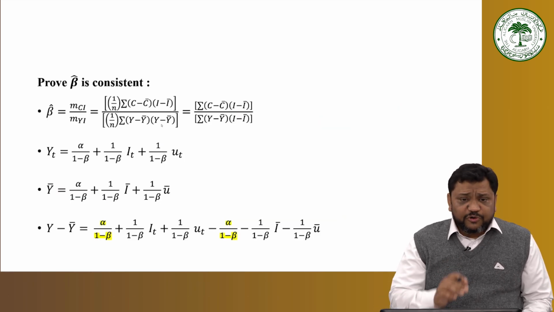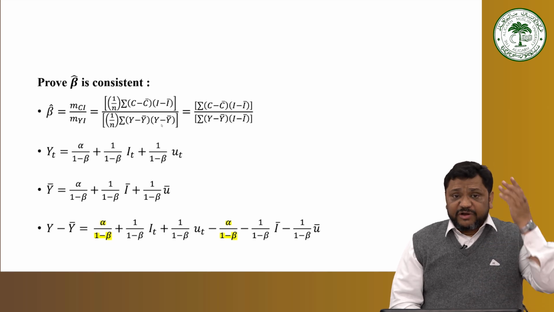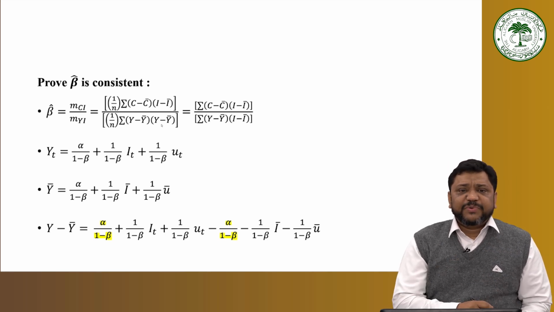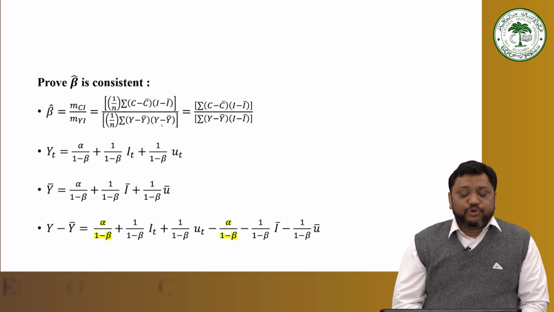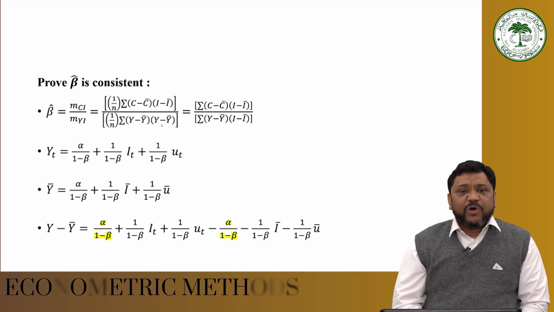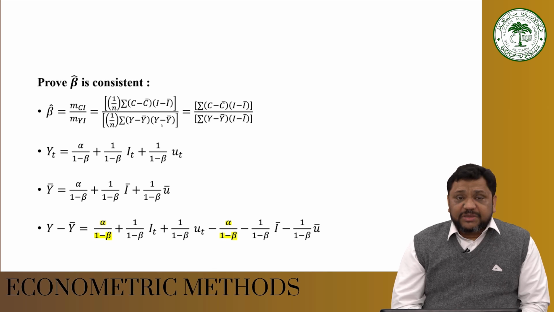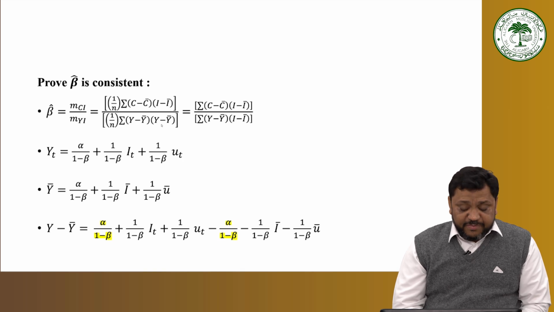Now let us prove that the beta hat which is obtained over here by the indirect least squares method is consistent, and this beta hat, when we estimated it by simple OLS, we have seen that it was not consistent. So beta hat is equal to MCi divided by MYi, and MCi we can write as 1 divided by n multiplied by summation C minus C bar multiplied by I minus I bar, and MYi can be written as 1 divided by n multiplied by summation y minus y bar multiplied by I minus I bar.